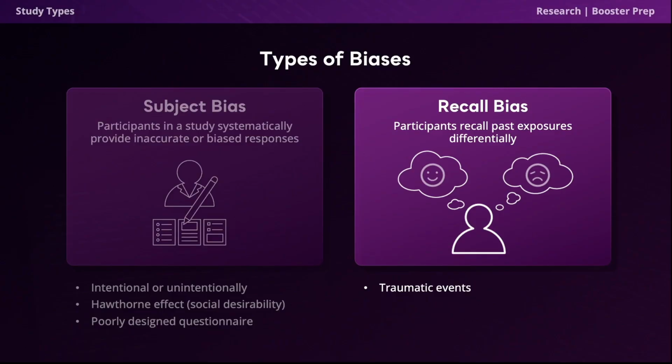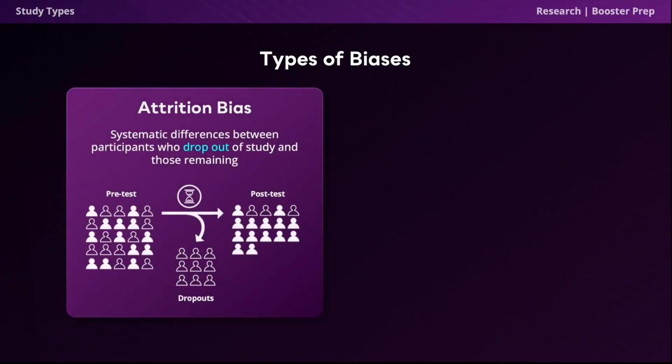Moving right along, the next type of bias is known as attrition bias. Attrition bias describes the systematic differences between participants who drop out of a study and those remaining within the study. For instance, in a study assessing the efficacy of monthly dental bleaching over a 6-month period, individuals who didn't perceive the bleaching as effective might have withdrawn from the study before the full 6 months, potentially swaying the outcomes towards those who experienced early benefits from the monthly bleaching.